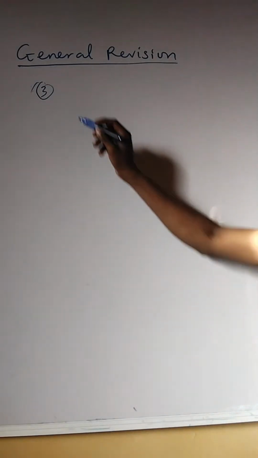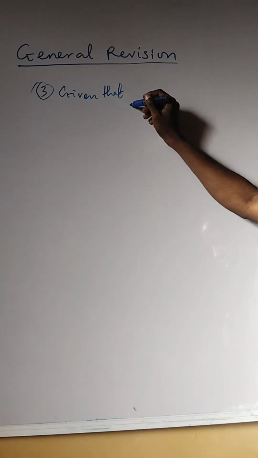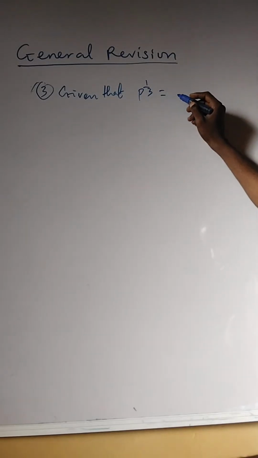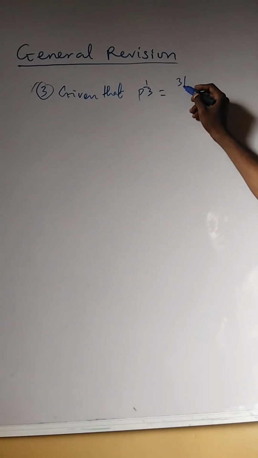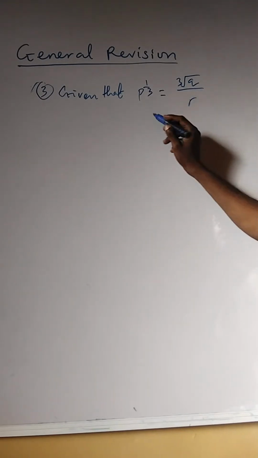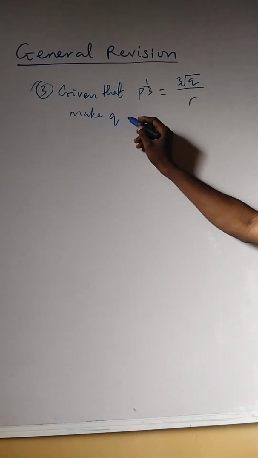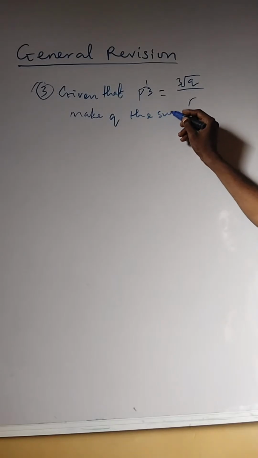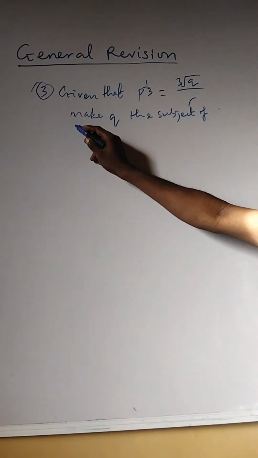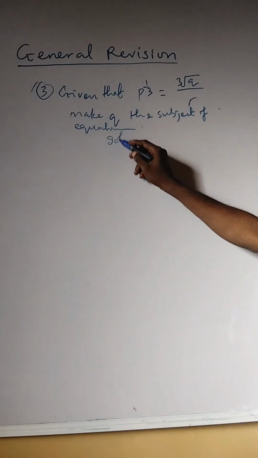Here, given that p raised to power 1 over 3 is equal to the cube root of q over r, make q the subject of the formula, of the equation. Make q the subject of the equation. Now let's look at the solution.